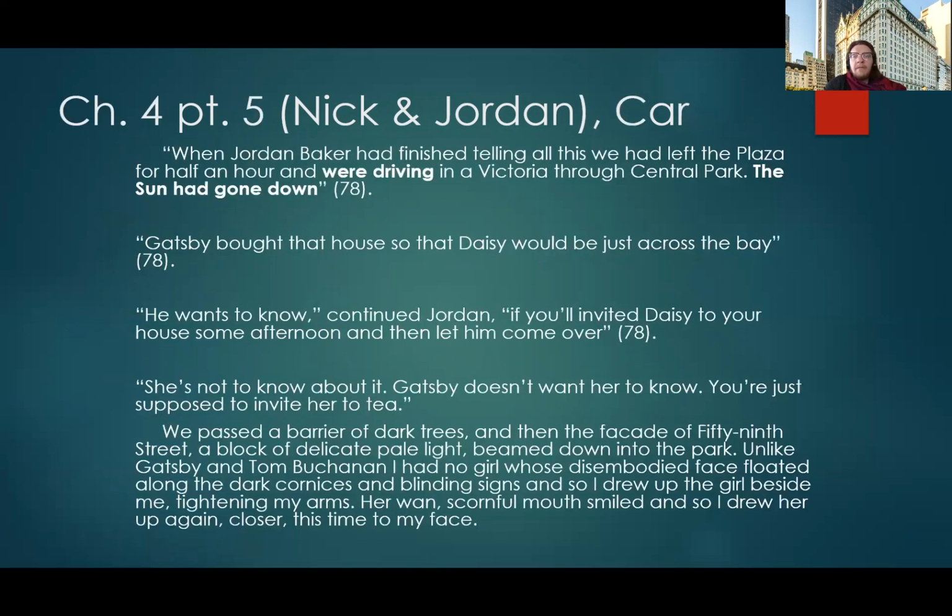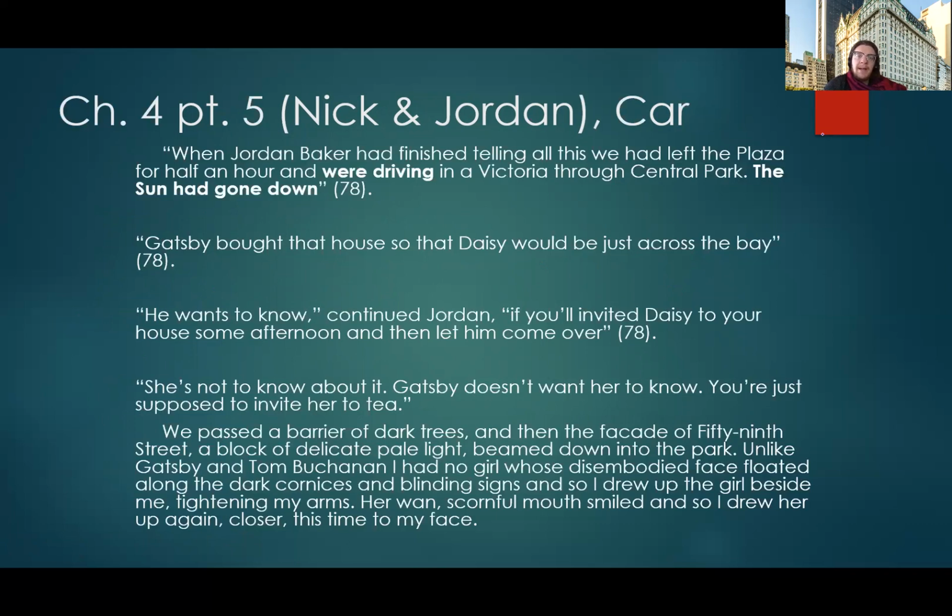We then shift into the final section, which is Nick and Jordan in Jordan's car. When Jordan Baker had finished telling all this, we had left the plaza for half an hour and were driving in a Victoria through Central Park. The sun had gone down. Notice it's now evening. The stars are up, the sun is down.